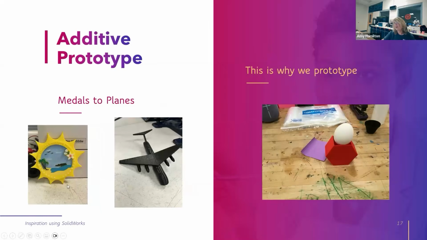Here we can see some other things. One of the Skills USA challenges a few years ago was to create a medal that showed your home state. And you can see my students chose Florida. Here they used extrude cuts, extrude bosses. They used a lot of different techniques in order to create it.